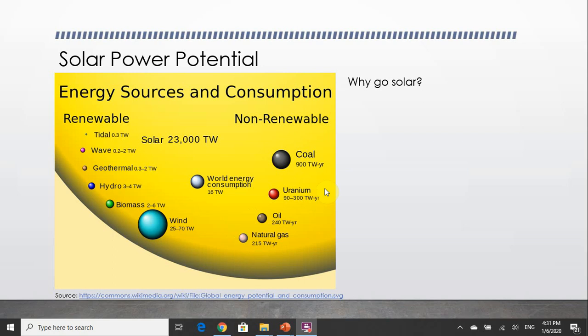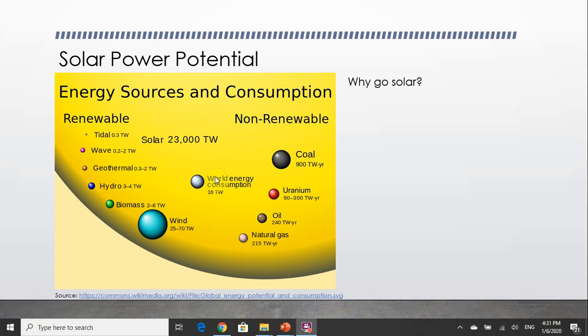The renewables are here. And the solar power would be this one big yellow semicircle here. So we can clearly see that solar power has a potential of producing around 23,000 terawatts of power. So that's really quite a huge amount compared to our consumption, which is only 16 terawatts.